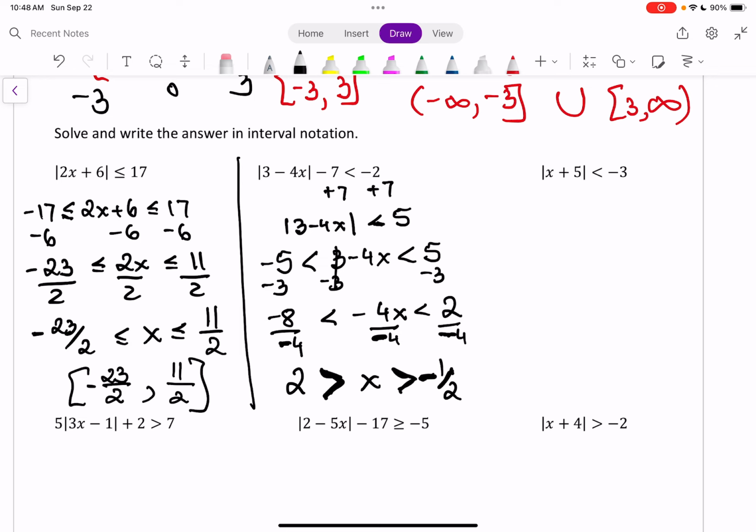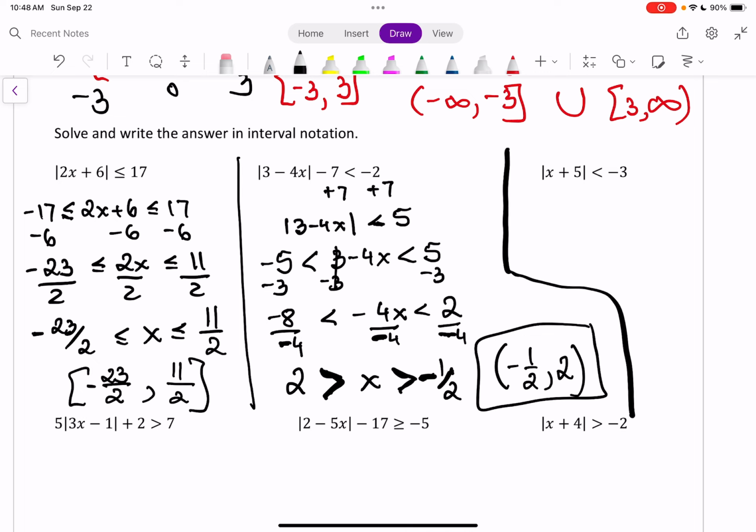So when we write this answer in interval notation, again, we start with the smallest possible value, which is negative 1/2, comma, largest possible value, which is 2. And again, reminding you of the notation, if it says or equal, we use the bracket. Here it doesn't say or equal, so we use a parentheses.